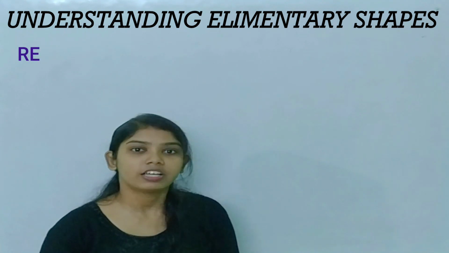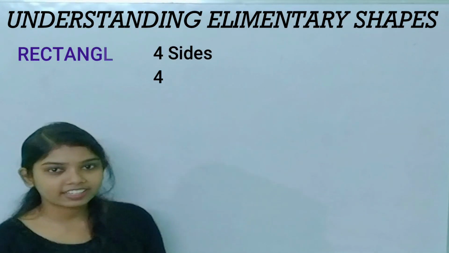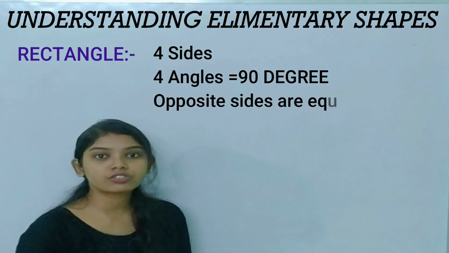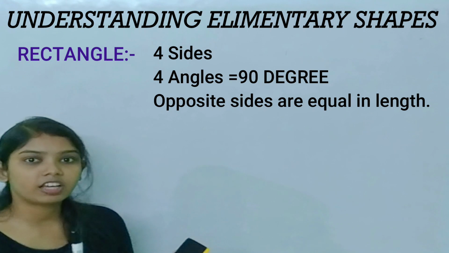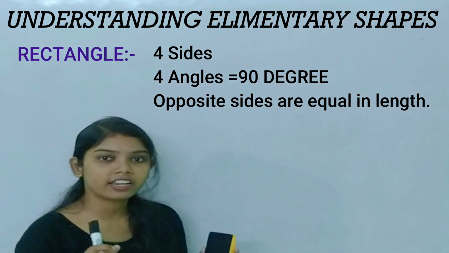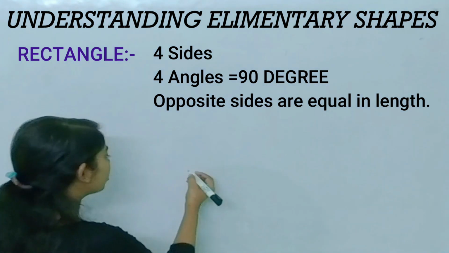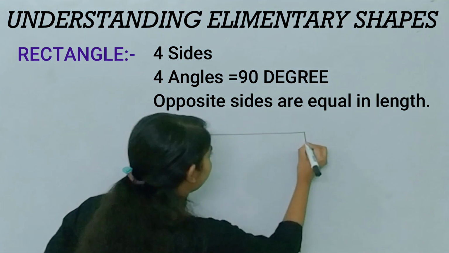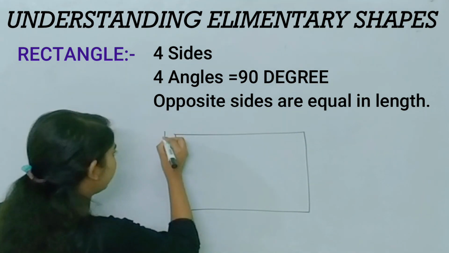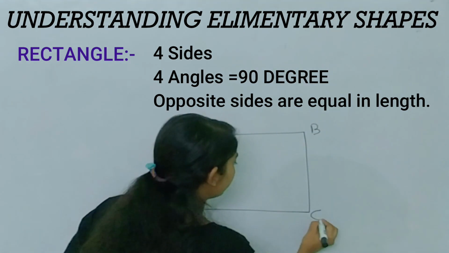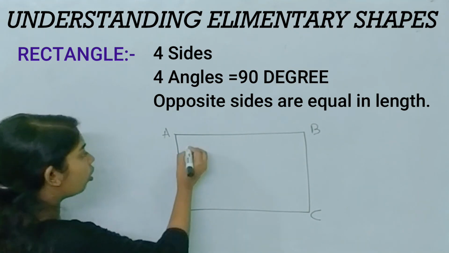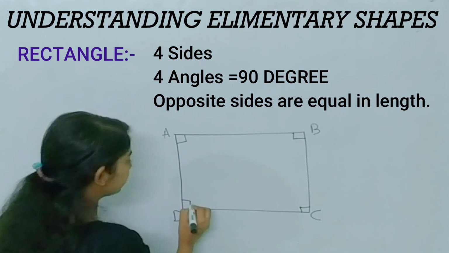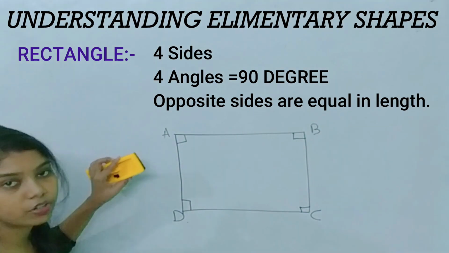First we will know about rectangle. The rectangle has four sides and it also contains four angles, each equal to 90 degree. The opposite sides of a rectangle are equal in length. Here you can see, if I draw a rectangle A, B, C, D, all the angles are 90 degree and all the opposite sides are equal in length.